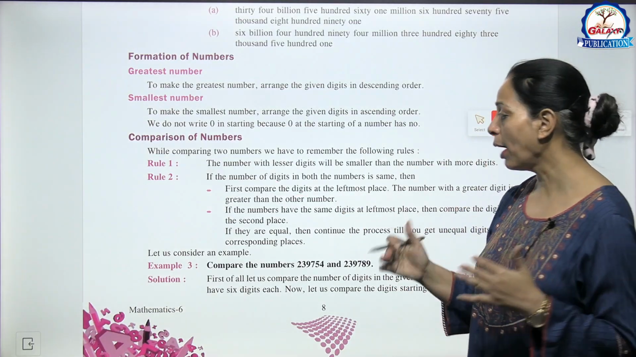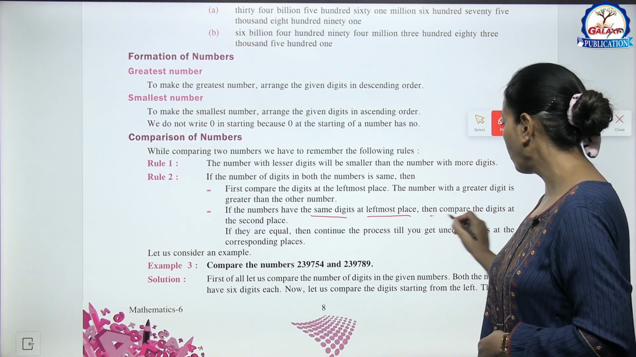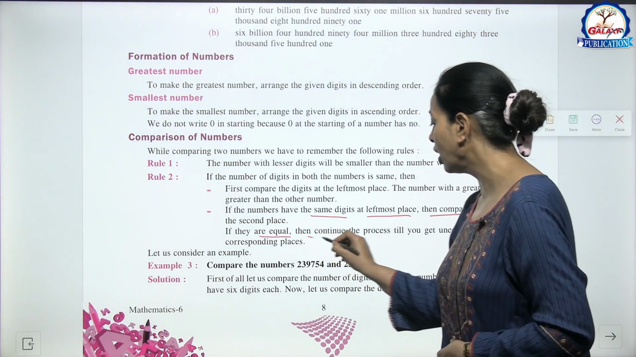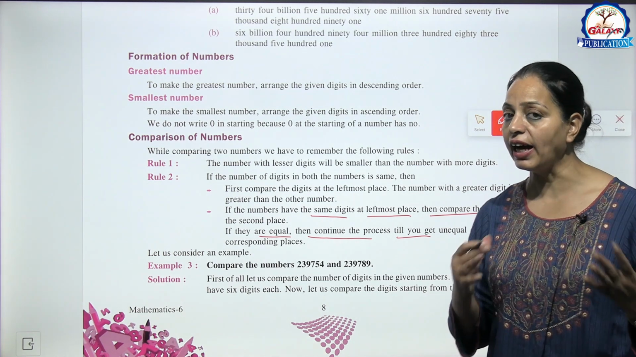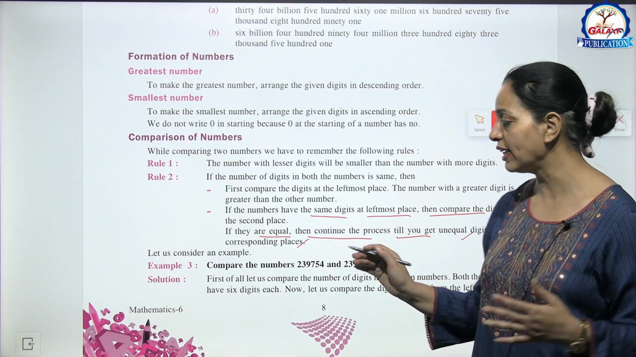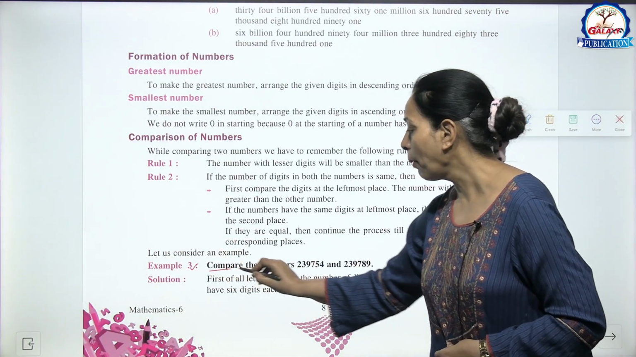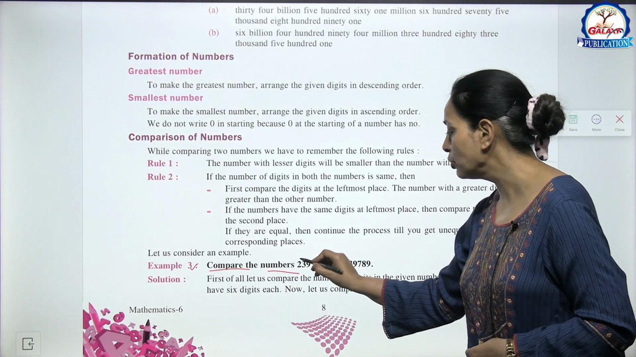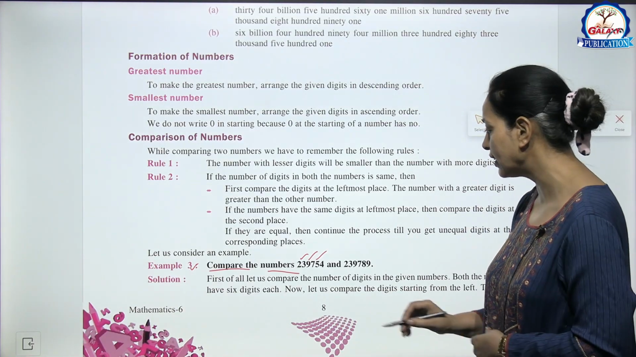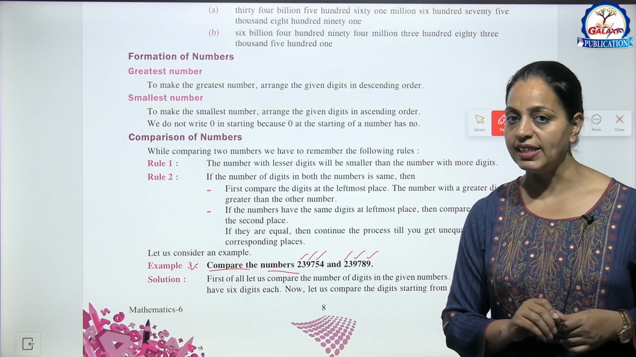Then, if the numbers have the same digits at leftmost place, then compare the digits at the second place. And if they are equal, then continue the process till you get unequal digits at the corresponding places. See example, it would be clear to you. Now example 3, compare the numbers. This number 2,39,754 and this is 2,39,789.